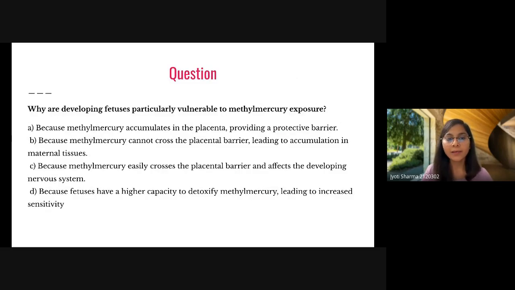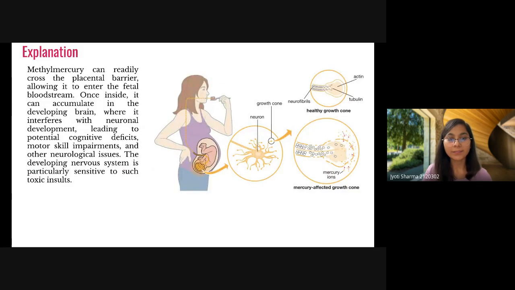Then, why are fetuses very vulnerable to methyl mercury exposure? Because methyl mercury can easily cross the placental barrier, and that's how it can affect the developing nervous system in the fetus. So that's why methyl mercury is very toxic to humans. So C will be the right answer.